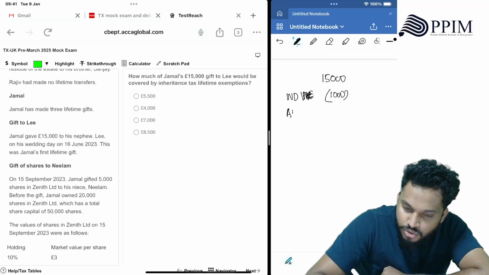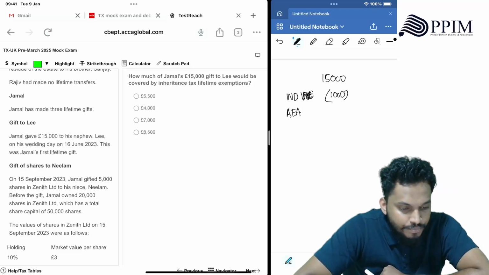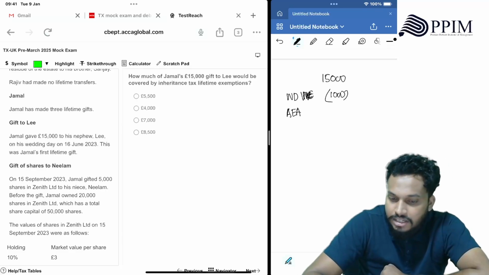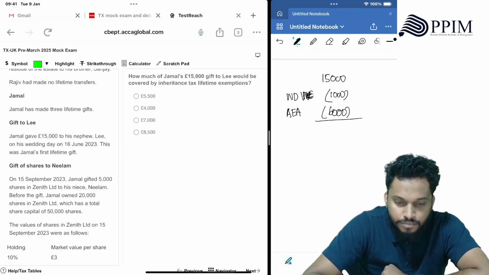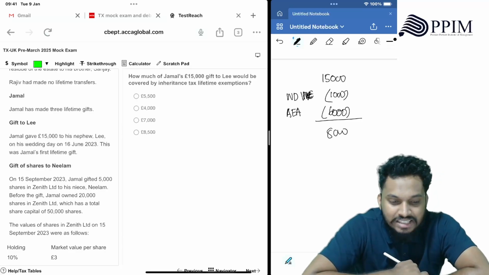In this case, you can also utilize your annual exempt amount. So technically, it is on 16th June. There is no evidence that they had used it before. So technically, you can use 2 years' annual exempt amount, which is 6,000. So the balance is how much? 8,000. Right. Luckily, they have not given you the 8,000.